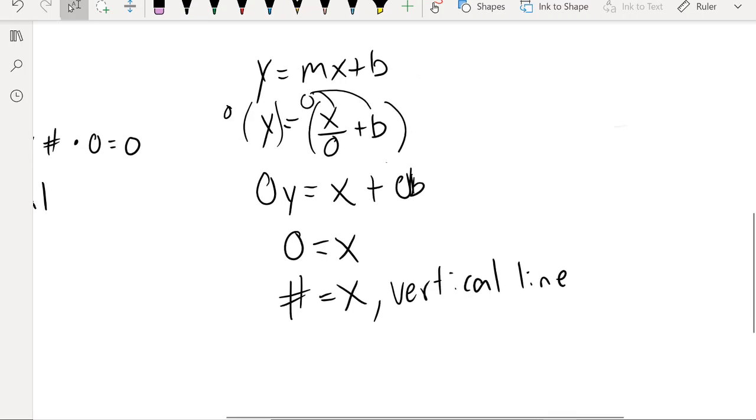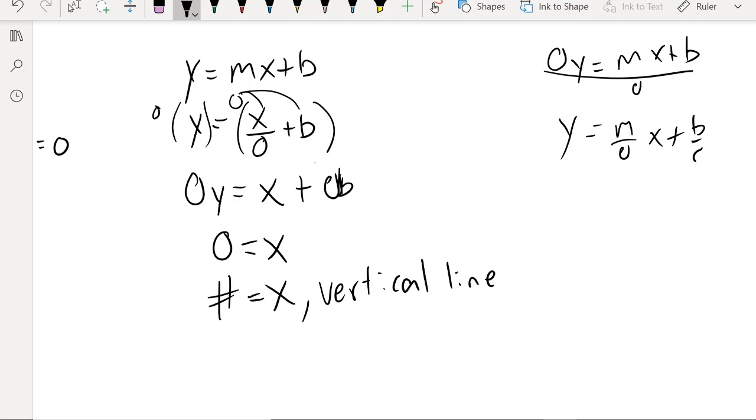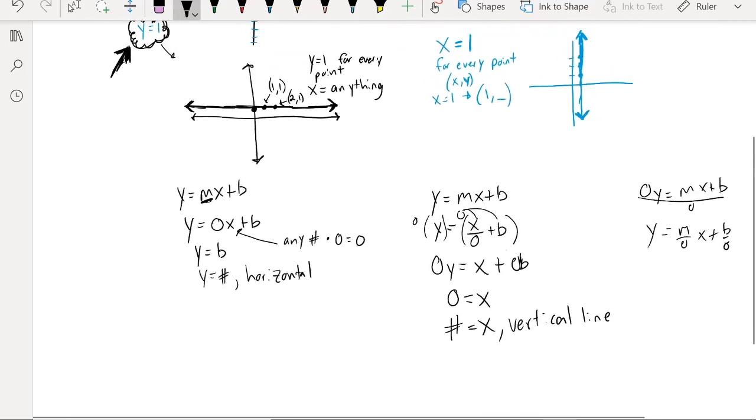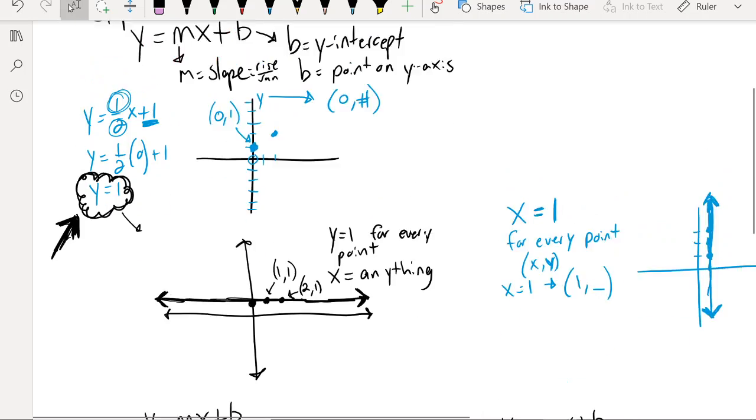So actually, one way to do this might be to say instead 0y equals mx plus b. And then you could do it that way as well. You could divide both sides by 0 then. Right, so then you'd have m over 0 is your slope, plus b over 0. So your b isn't defined too. So again, the algebra just gets kind of funky. But there you go.